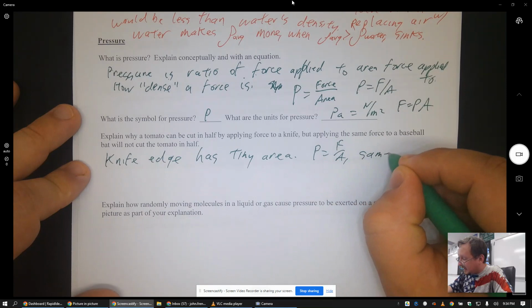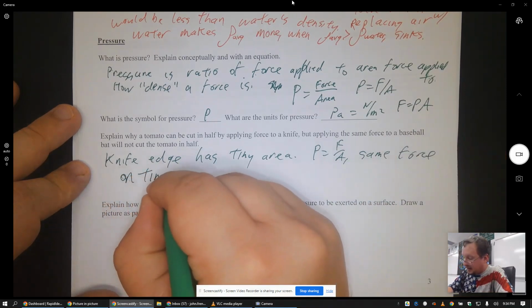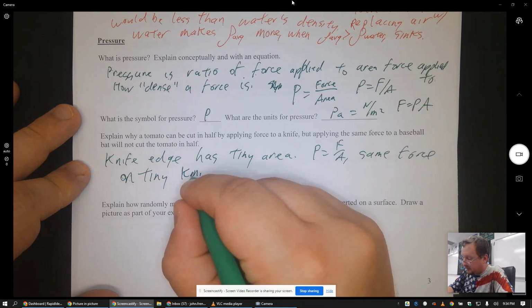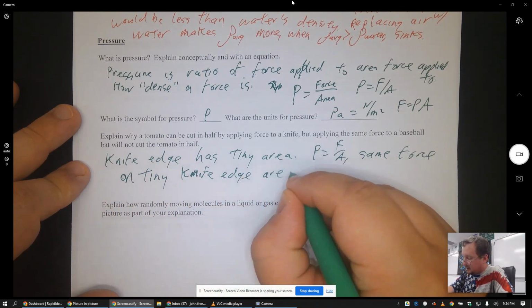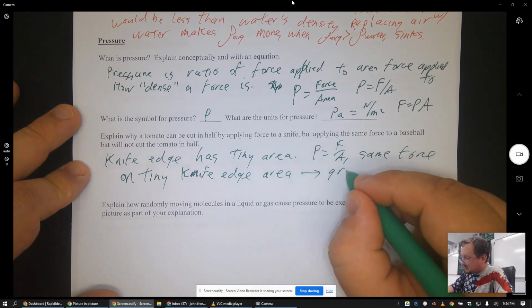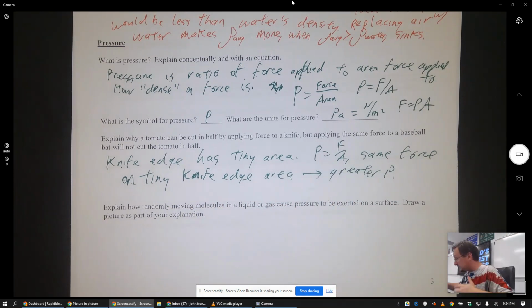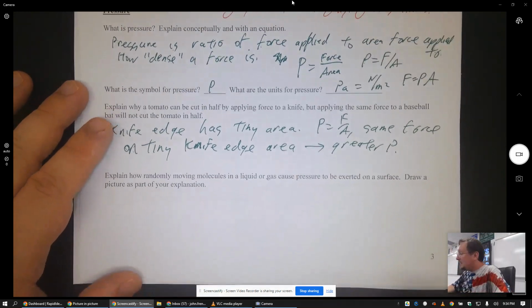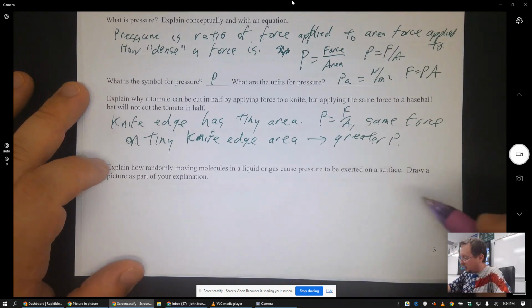So pressure equals force over area. The same force on the tiny knife edge area results in a much greater pressure, and that's what actually cuts the chemical bonds that hold the tomato together, right? Okay, so how do randomly moving molecules in a liquid or gas cause pressure?